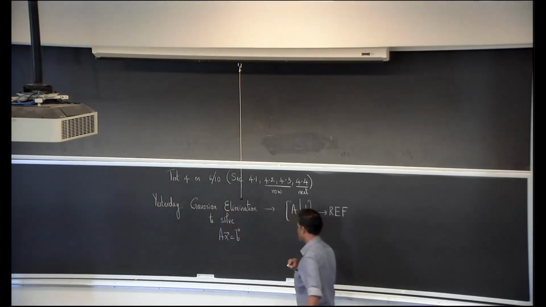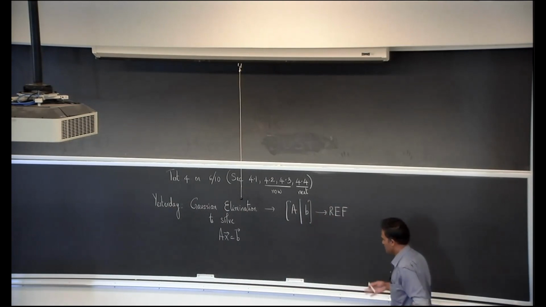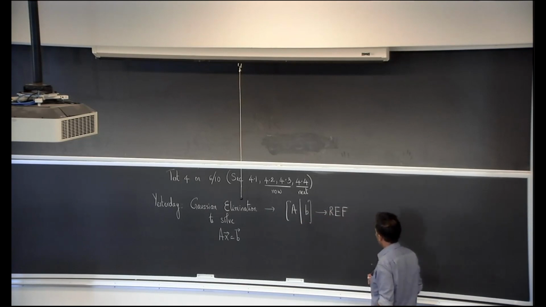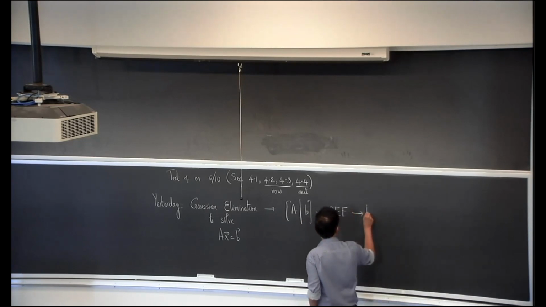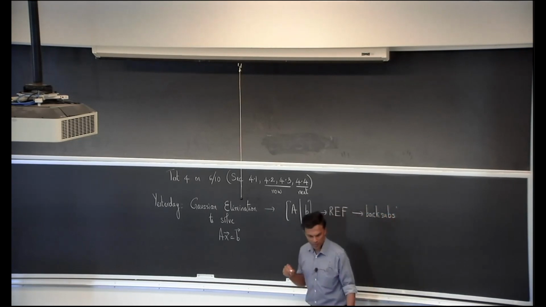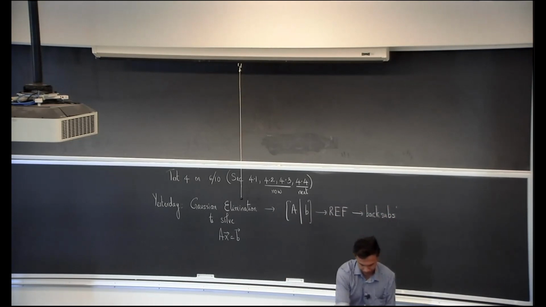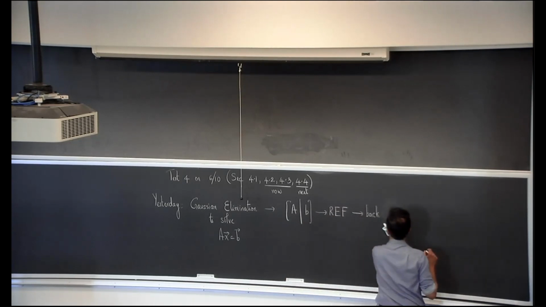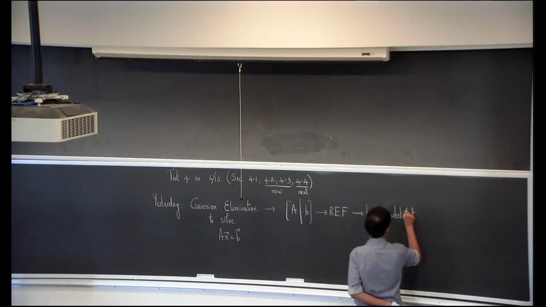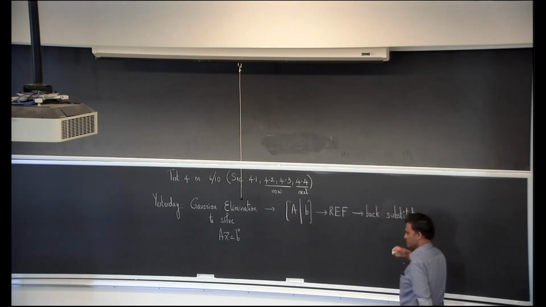So A is the coefficient matrix, x is the vector of unknowns, B is the right-hand side. This is the augmented matrix, which is an m by n plus 1 matrix. That's the corresponding row echelon form, and then you back substitute. I think that's one word, back substitute. And solve for all the variables backwards, xn, xn minus 1, and so on.